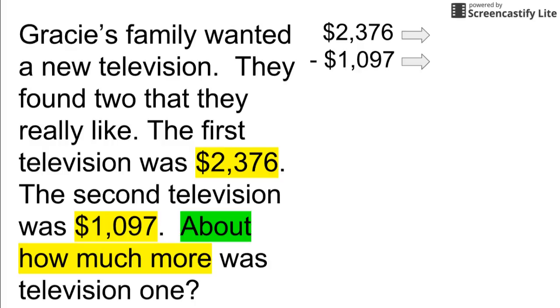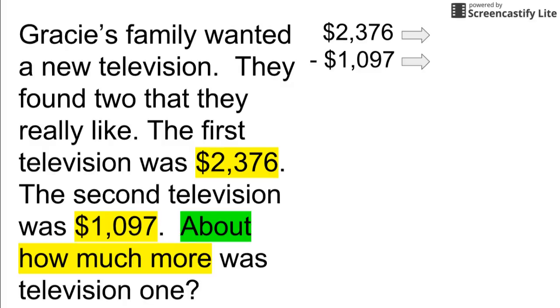So I'm going to set up my problem here. As you see, I've got my two numbers up here and I know that I'm subtracting. I'm finding a difference here. So the first part of my success criteria was to read the problem, and then I needed to figure out whether I was finding a sum or difference. So I've done that. So now, just like yesterday, we're going to round both numbers to the greatest place value, and then we're going to subtract them.